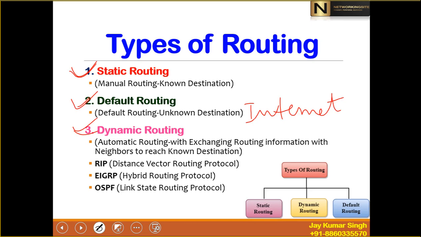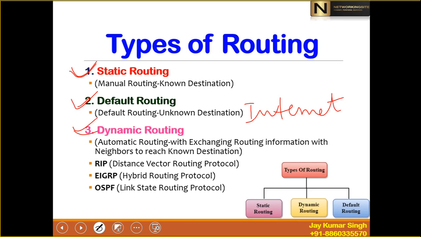Static routing was the first routing. When networks came, the internet was not as big as nowadays, so static was used for small organizations. We'll come to know why static is not in use nowadays, or why static should be used. We'll come to know all those things.